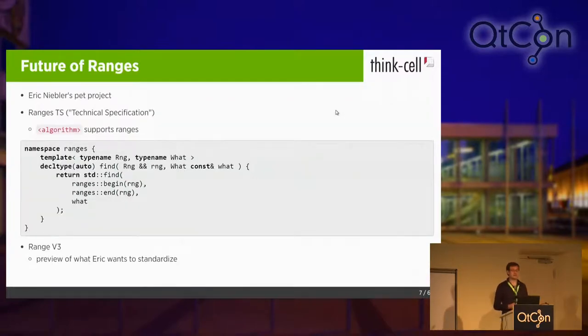The future is going to be the current pet project of Eric Niebler. He has a ranges technical specification in the standard committee. And the thing that this technical specification does is to lay some groundwork for ranges and to make basically the algorithm header support ranges. So you have, for example, a function find that doesn't work on two iterators anymore. Instead, it takes a range, and internally, it will then just dispatch to std::find, pulling the iterators out of the range that you passed in. Then he has a bit more advanced range-v3 code base on the web. And this is basically what Eric envisions to standardize eventually. It contains more functionality than just packaging two iterators together into a range object. And we'll see what this functionality is.